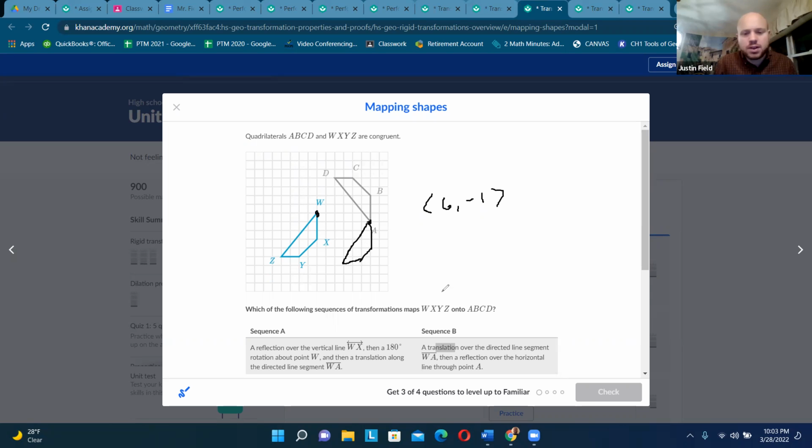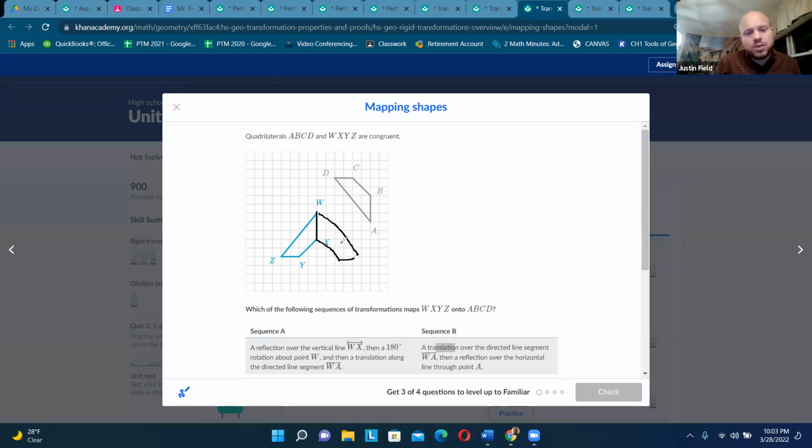And then I guess I'd have to reflect it. That would work. But how about reflect it over line? That one works. You see, I translated it, and then that's a reflection. So sequence B works. A reflection over vertical line WX. Where is WX? That's right here. So if we reflected, is it something like that?